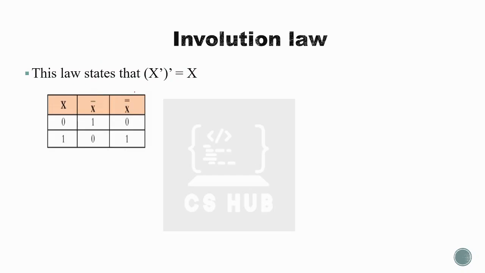This is the proof. We have only one variable, that is x, and x can take two values, 0 and 1. First step, we find x complement. So 0 complement is 1 and 1 complement is 0. In the second step, we have to find the complement of this x complement, which means x double complement, x complement all complement.